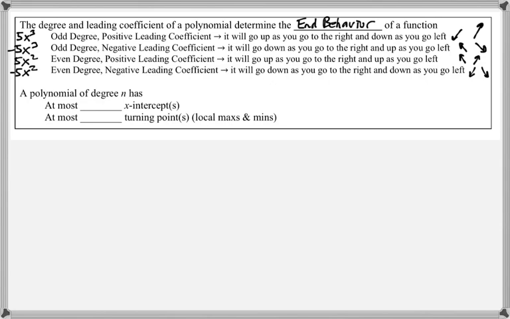A polynomial of degree n has at most n x-intercepts. It could have less, but at most it will have that many x-intercepts, whatever the degree is. And it has at most n minus 1 turning points. Turning points are local maxes and local mins, so really the tops of hills or the bottom of bowls.